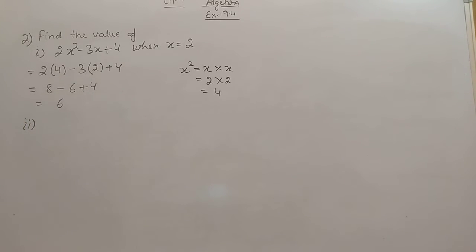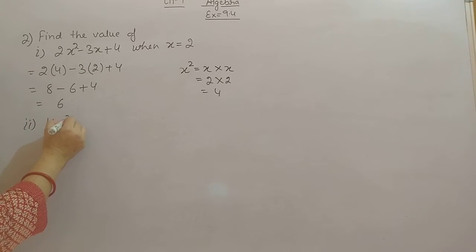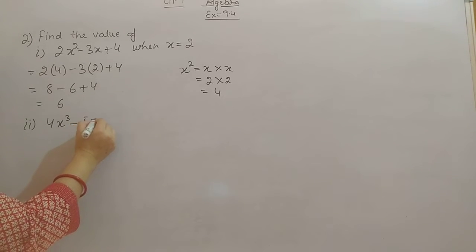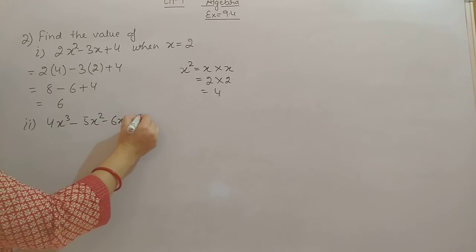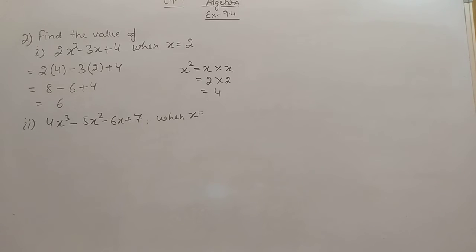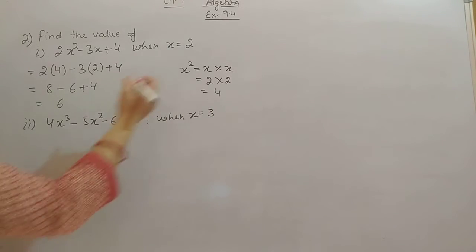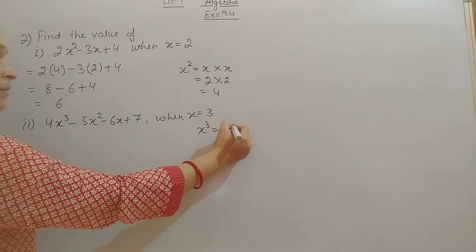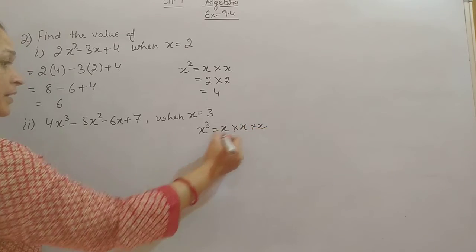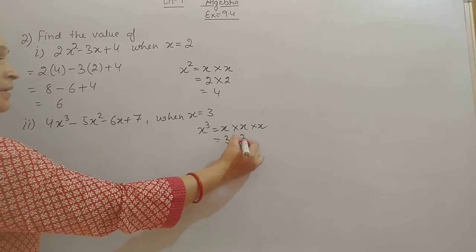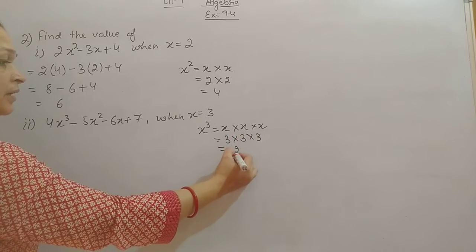Second part, 4x cube minus 5x square minus 6x plus 7 when x value is equal to 3. So substitute. First we will find out x cube. X cube means x multiplied by x multiplied by x, 3 times. So x value is 3. 3 multiplied by 3 multiplied by 3 means 27.